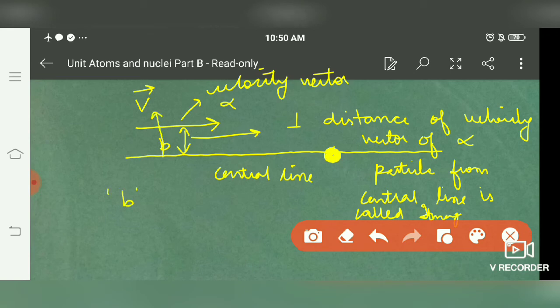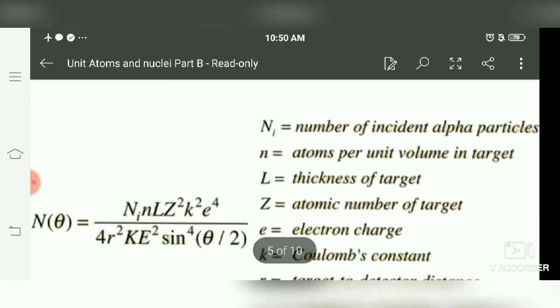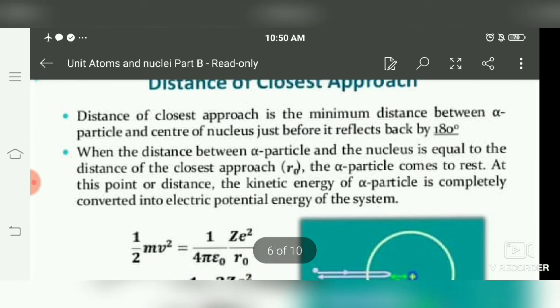The more this value, the less the deflection. The more the value of the impact parameter, the less the deviation of the alpha particle. The less the value of the impact parameter, the more the deviation of the alpha particle from its path. So this is about distance of closest approach and impact parameter.